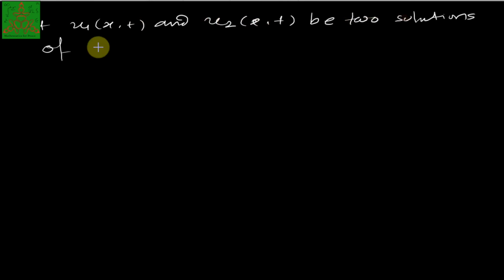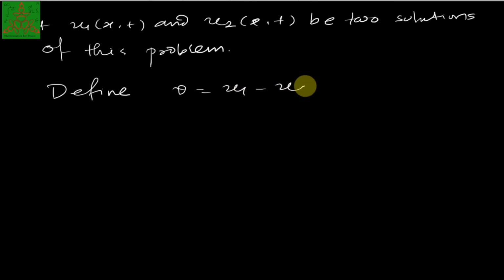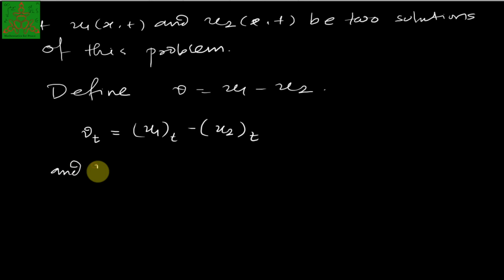For that, let us consider two solutions, u1 and u2, of the above problem. Let u1(x,t) and u2(x,t) be two solutions of this problem, and later on we will show that u1 and u2 are equal. Let us define v = u1 minus u2. Then vt, the partial derivative of v, is u1t minus u2t, because the derivative is a linear process, and vxx will be u1xx minus u2xx.